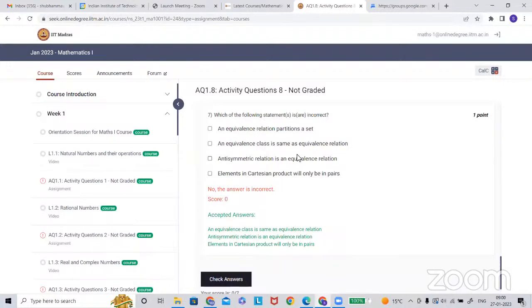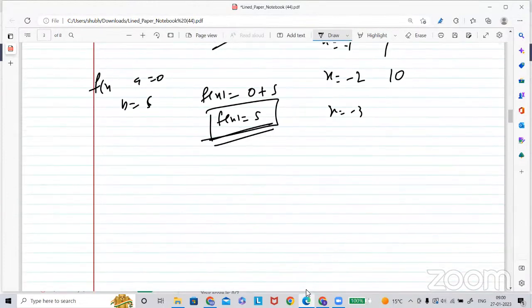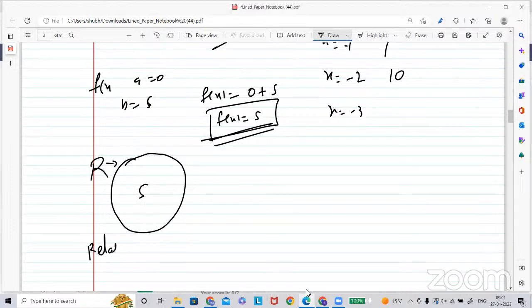Sir, I am not able to understand the equivalence class. Please, can you explain? Let me tell you that. Suppose you have been given a set, and I define a relation on this set, and suppose this relation is an equivalence relation. Once you have the equivalence relation, you can group the elements with the same property.